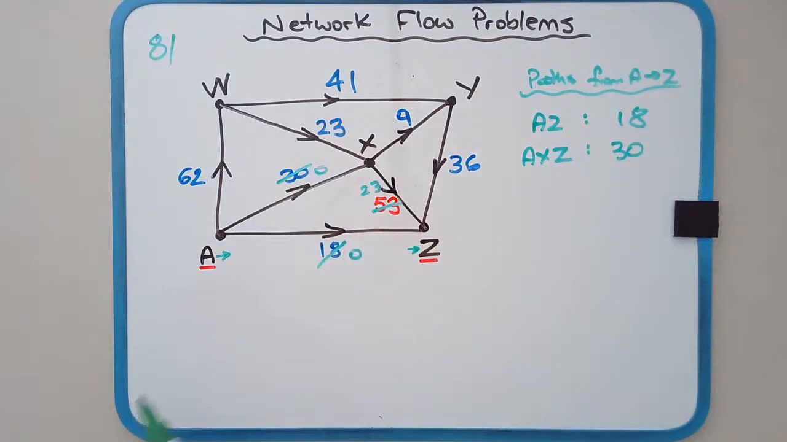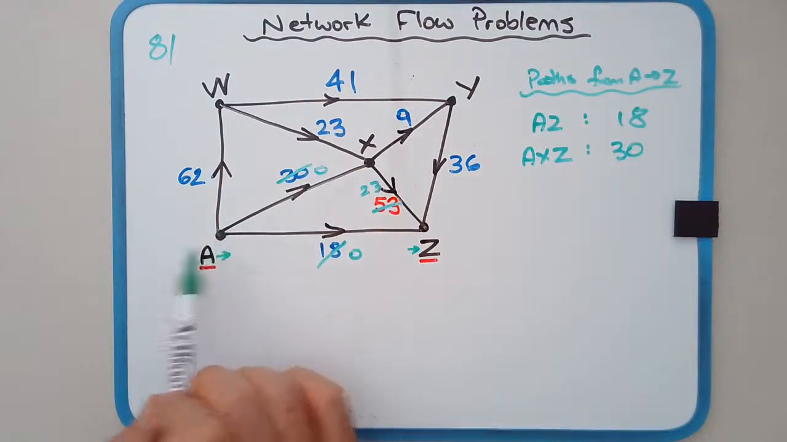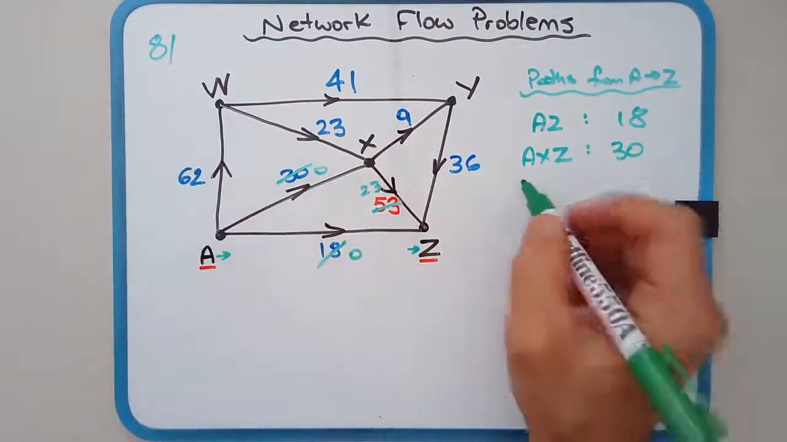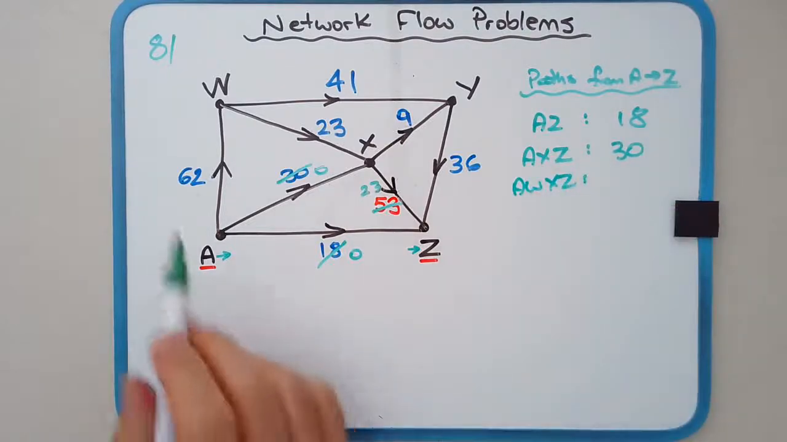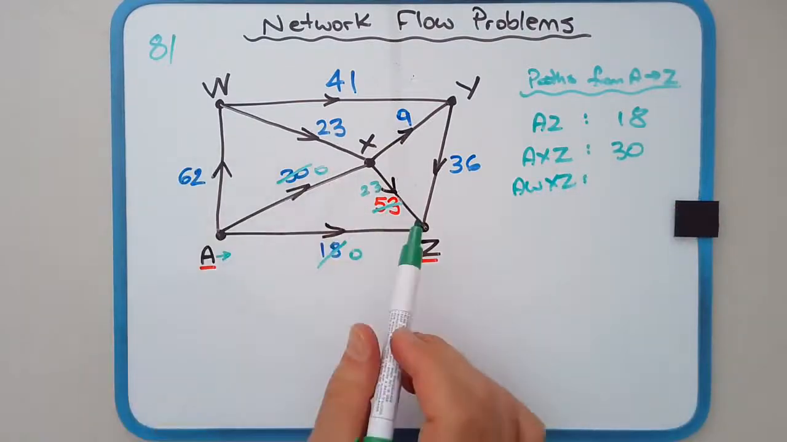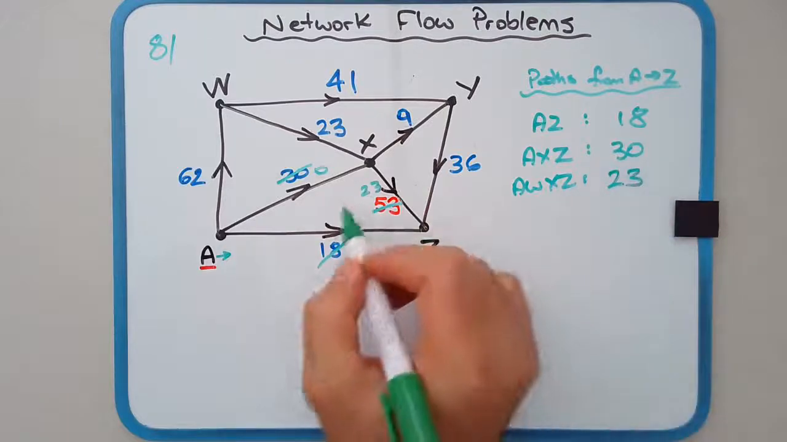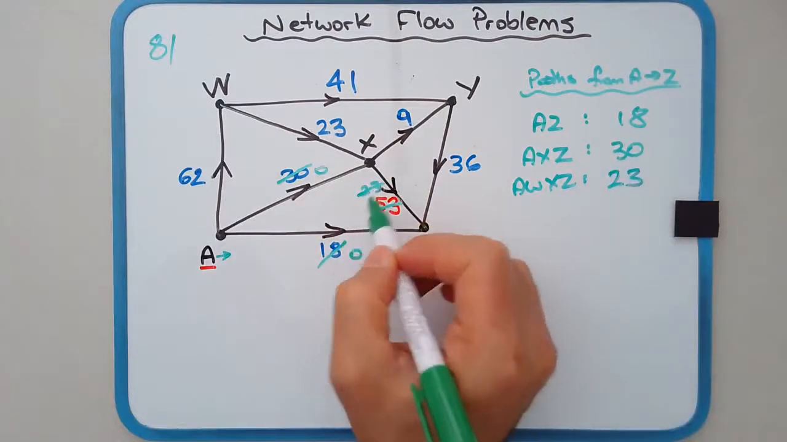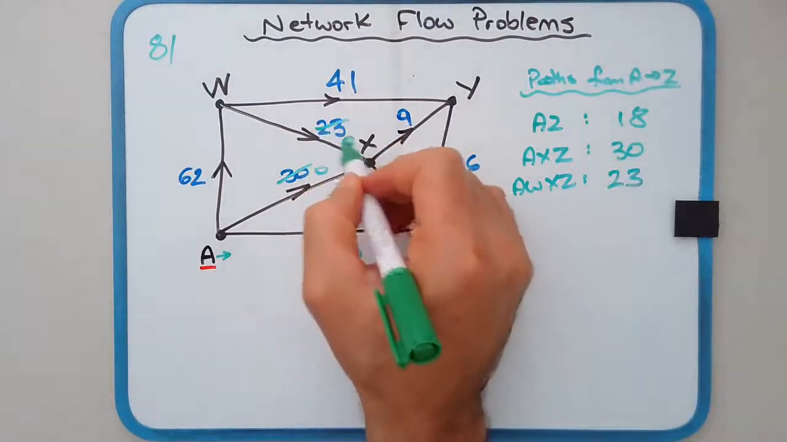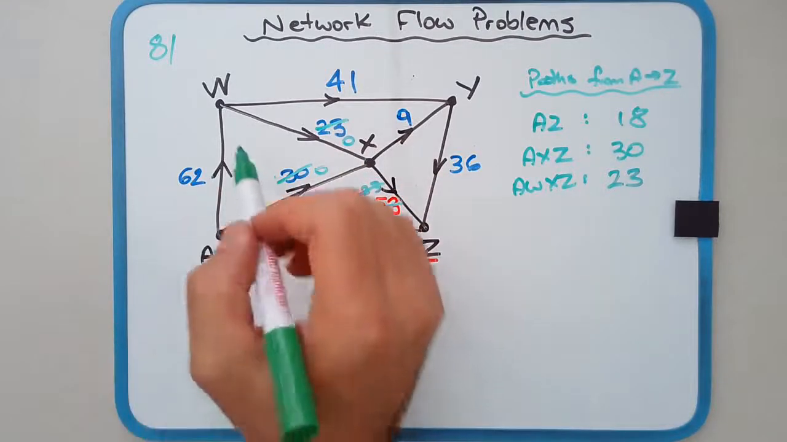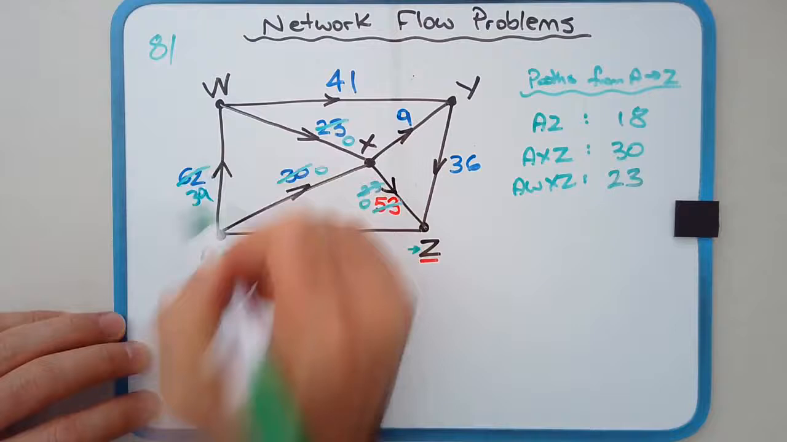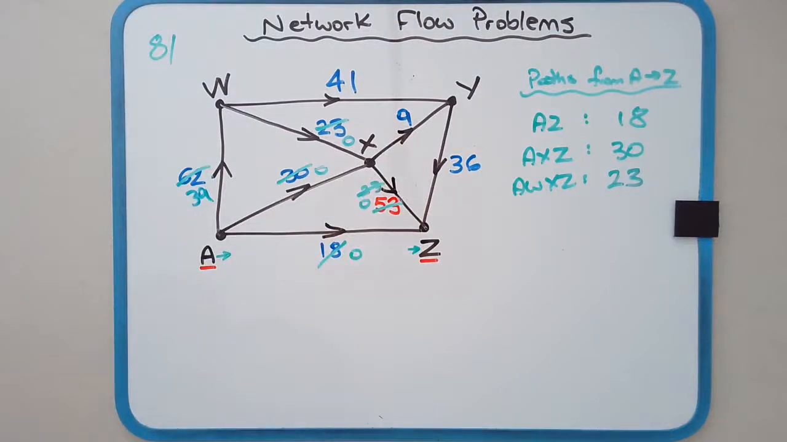Now we can look at AWXZ. AWXZ can flow 23, in fact, since we've increased XZ. So that becomes 0, that becomes 0, and 62 minus 23, my brain's getting a bit tired now, so that's going to be 39.